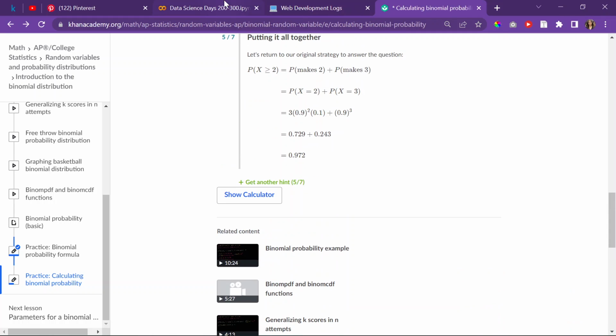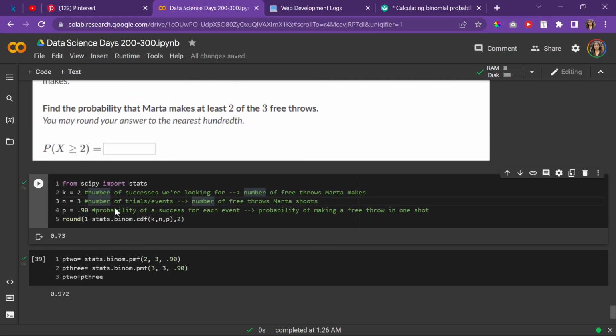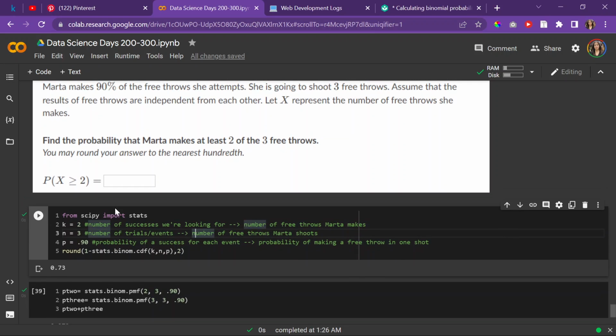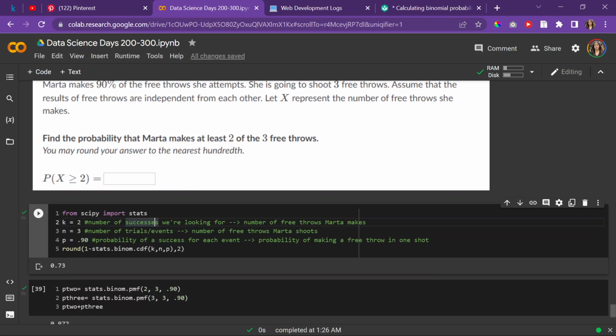0.972, yes. But tell me how though, why am I not getting that over here? Find the probability that Martin takes at least 2 of the 3 free throws. So we want at least 2. There's 3 free throws, and there's a 0.90 probability. So, okay, the problem definitely has to be with K, because N and P are set. There's nothing to argue. Or it's the 1 minus. What if I do 1?